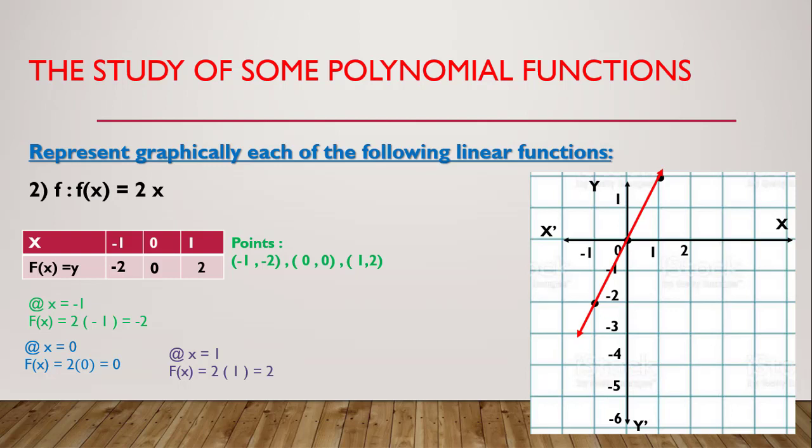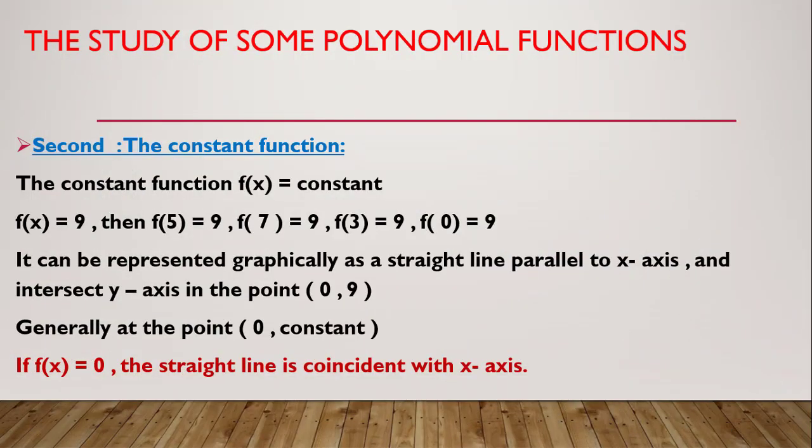Okay, so if you have a linear function, this linear function will be represented as a straight line on the xy axis or the xy plane. Okay, the second type of the polynomial function. The first type was a linear function. The second one is a constant function.